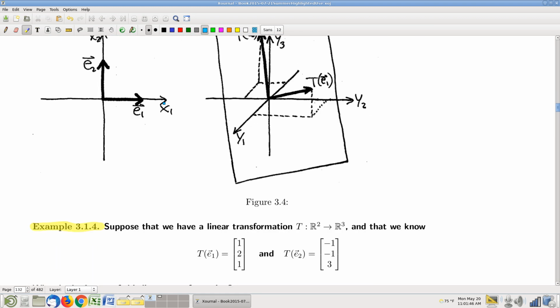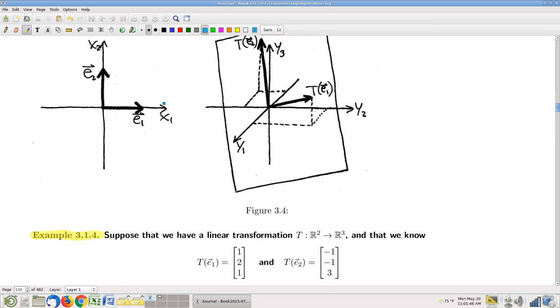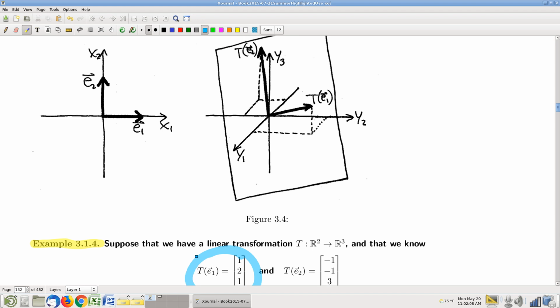Okay. Some examples. So I have a linear transformation here, a linear transformation from R2 to R3. And I'm not going to give you the formula for this linear transformation. All I'm going to tell you is that T of E1 is (1, 2, 1). Let me draw that in the picture here.